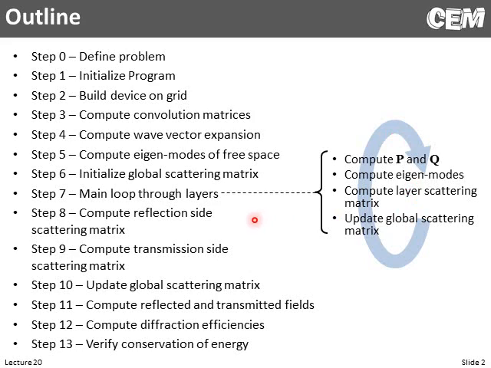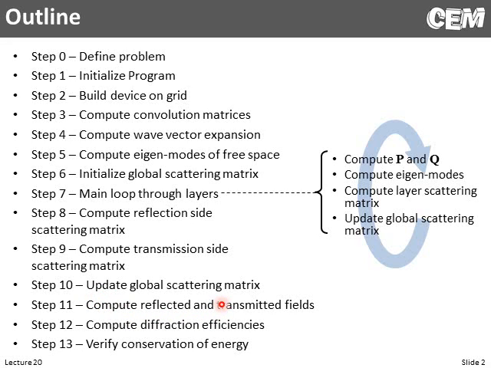After we're done the main loop, just like we did for the transfer matrix method, we will calculate the reflection side scattering matrix. Step 9, we'll calculate the transmission side scattering matrix. Then based on these two scattering matrices that will connect our current global scattering matrix to the outside world, we'll update the global scattering matrix with these, and now we've connected our device to the outside world. Now we're ready to calculate the reflected and transmitted fields. And this step will also include calculating the longitudinal components of the fields.